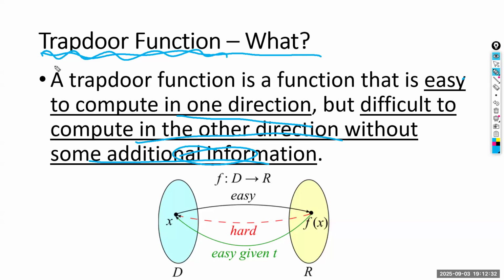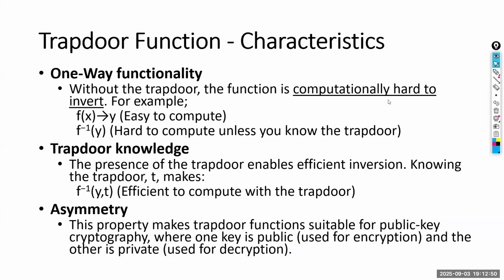Another name for trapdoor functions is one-way function. One direction easy, other direction difficult. These are the characteristics of trapdoor functions. So, one-way functionality: in one direction, computation is easy. The other direction, meaning the inverse function, is a complex task. That should be one of the features of trapdoor functions.